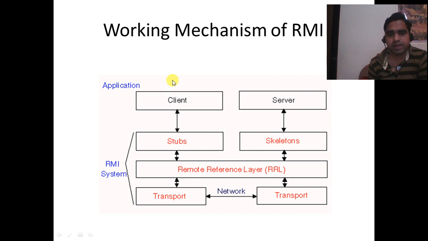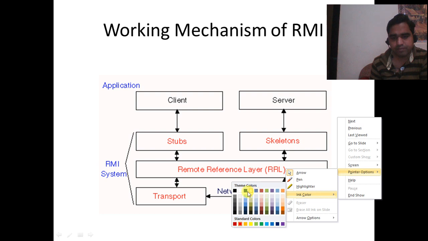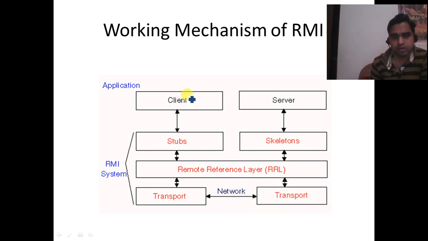Now we are moving on to the working mechanism of RMI. The working mechanism of RMI is initiated as soon as an application invokes a method request from the client to the server. So here we have a client, and the client is making a request. Here we have a stub. Now, stub is a remote object. Using this remote object, the request can be passed to the server.